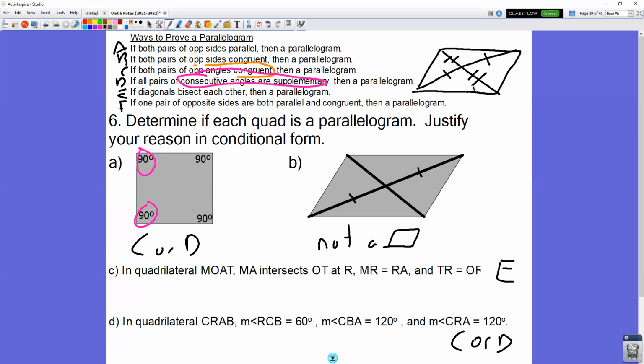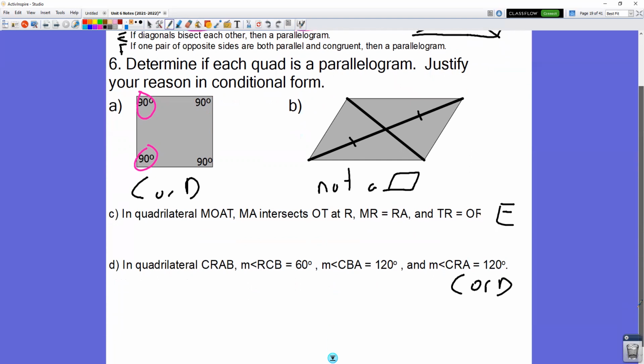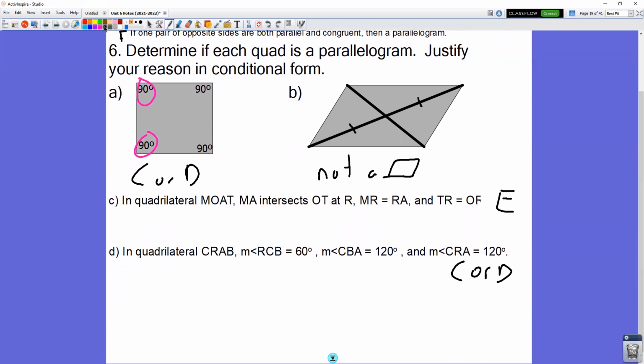For problem C and D, your answers are up here. So for question C, there's no diagram. And so this one, you're actually going to have to draw the diagram yourself. And so if we just draw a quadrilateral like this, MOAT means that's got to be MOAT. So something like this. And it says MA and OT cross. And so here are the diagonals that cross, they intersect at R. And so if MR and RA are equal, so we can put ticks there, and OR and TR are congruent, we can put ticks there. This was the fifth property of a parallelogram. So that's why sentence E is correct.